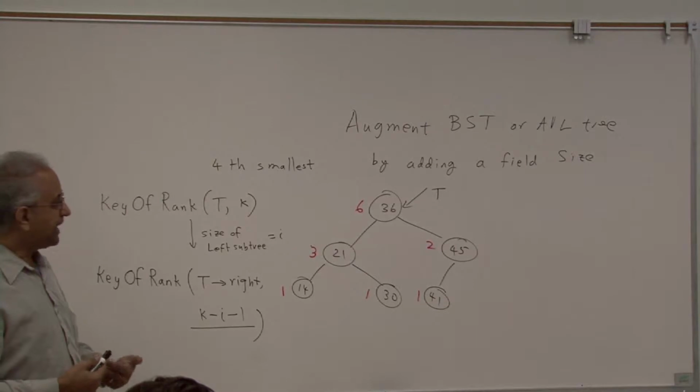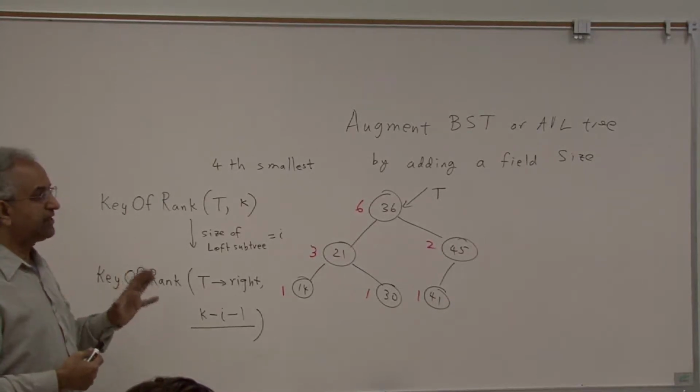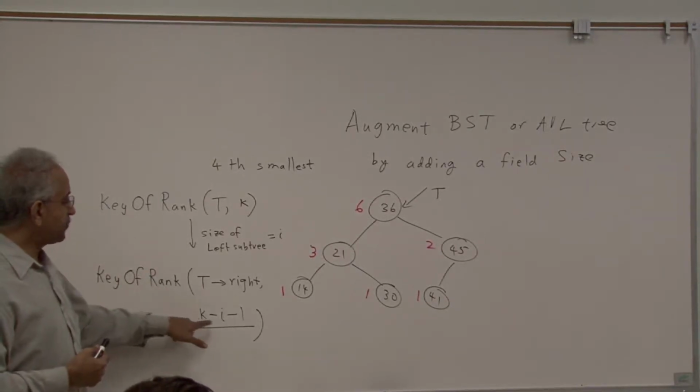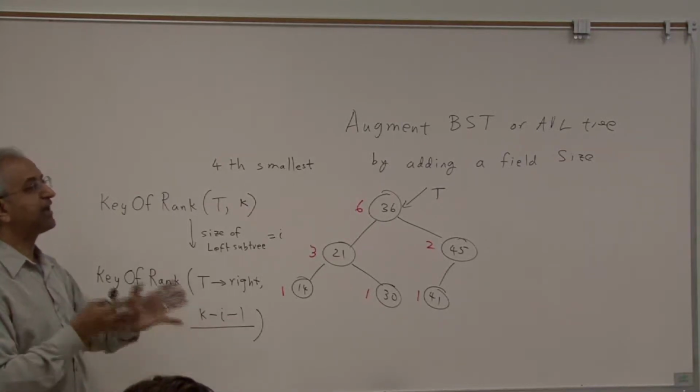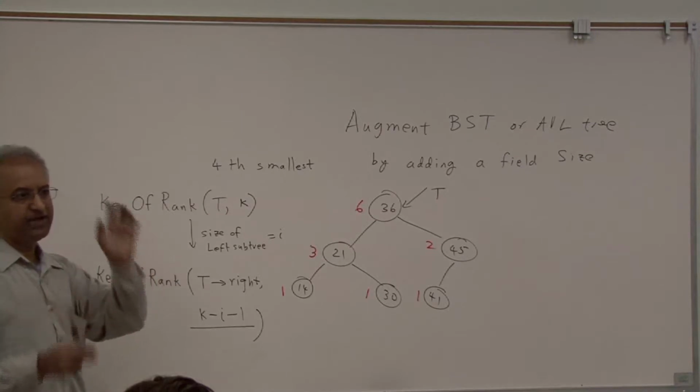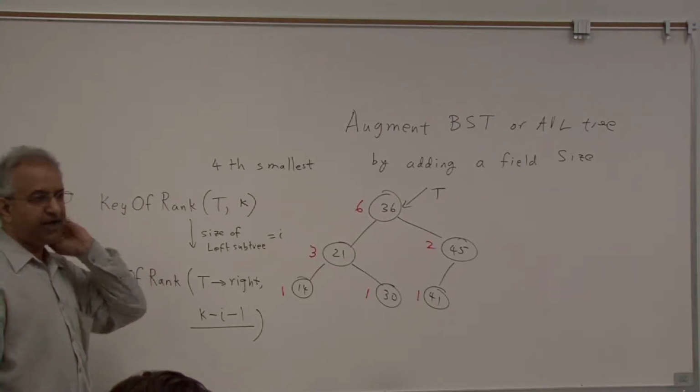In other words, the kth smallest in the entire tree is going to be the k minus i minus 1th smallest key on the right subtree. Is everyone clear about this? This is not a hard concept.